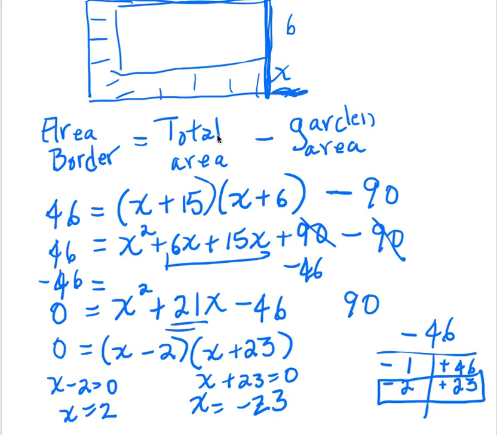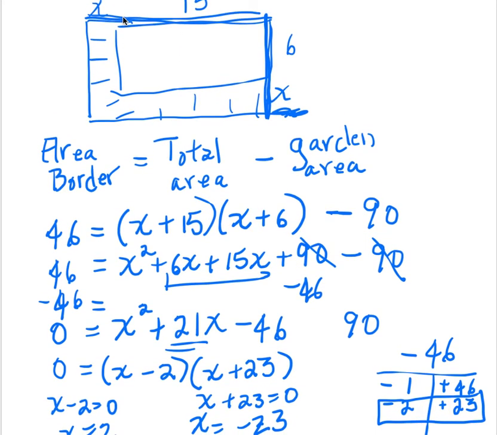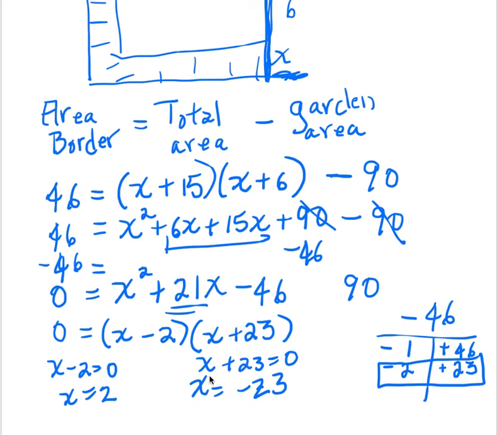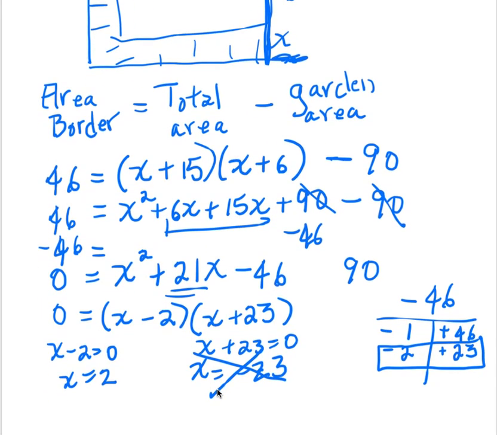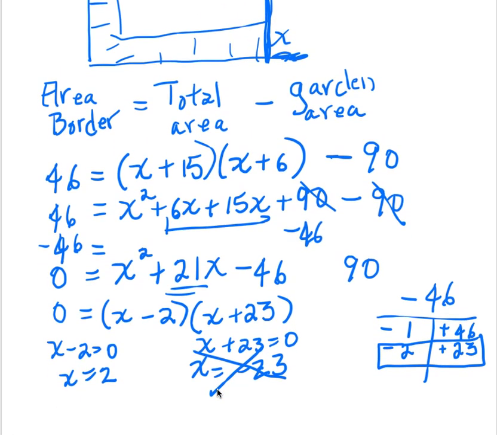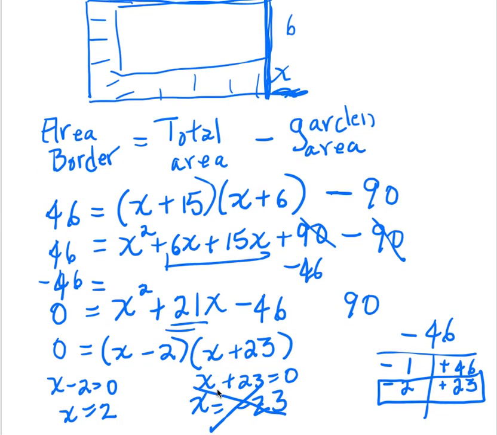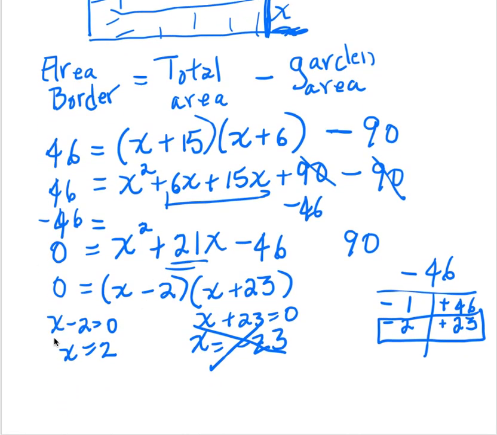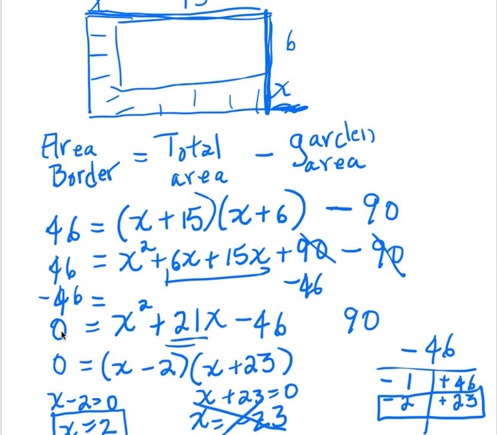Now, in the context of this problem, does it make sense to have a negative dimension for x? It doesn't. While the quadratic itself has a negative answer, it's not applicable in this problem, so we throw it out. And you're going to learn a fancy word in Algebra 2. It's called extraneous. We have an extraneous solution. It means it's algebraically correct, but it doesn't really work in the application of the problem. So we're going to throw that out. But the x equals 2 does work, and that is going to be our solution. All right, let's do the checkpoint, and then we will be done.